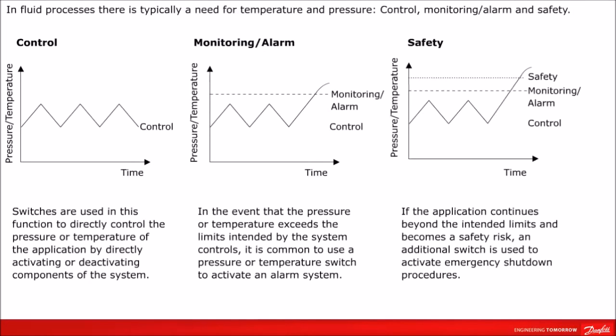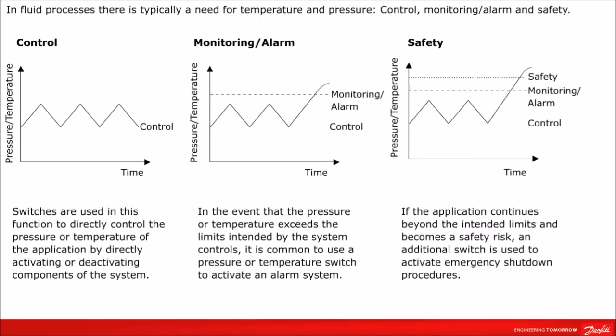In most fluid processes, temperature and pressure switches provide three main functions: control, monitoring, and safety. The control function is shown by the graph on the left. Switches are used in this function to directly control the pressure or temperature of the application by directly activating or deactivating components of the system.